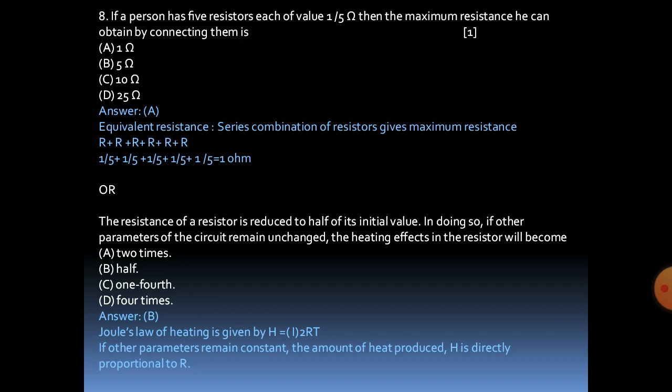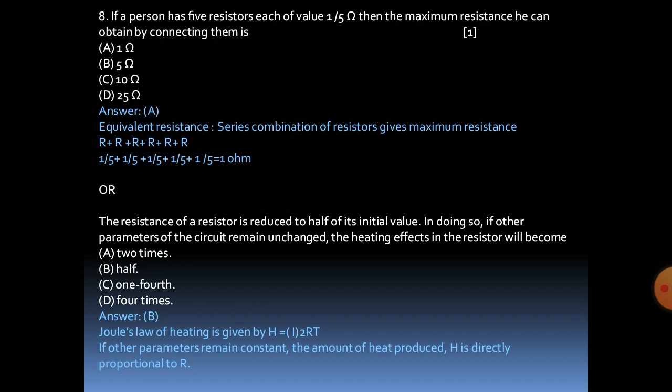Like, if we connect these resistors in series, then we will get the maximum resistance. So connecting 1 by 5 ohm, 5 resistors of 1 by 5 ohm each, when we connect them in series as shown on your screen, then it will give the maximum resistance of 1 ohm. So the correct option will be 1 ohm, option A, connection in series. Or you can go for the other question given in the choice.